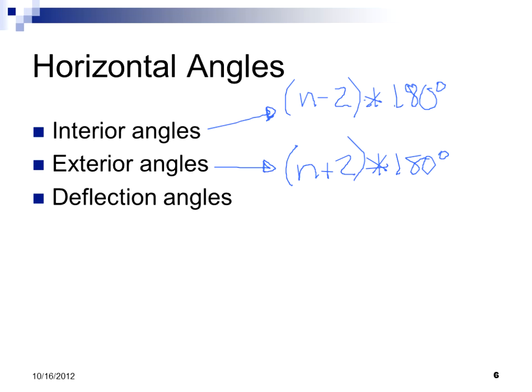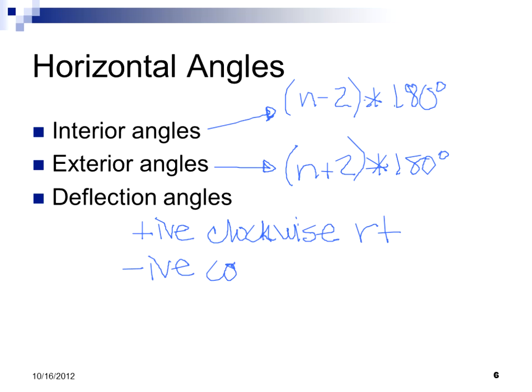Then we have deflection angles, which by definition are measured from an extension of the back line to the forward station. They can be measured to the right or to the left, and clockwise to the right is considered positive. That's clockwise to the right, and negative is counterclockwise.